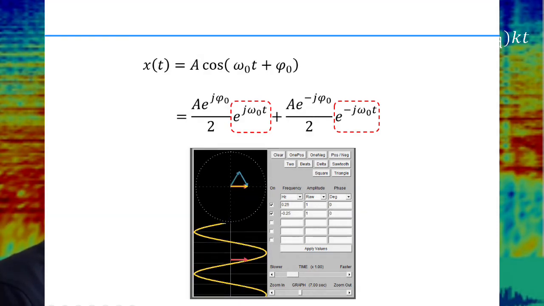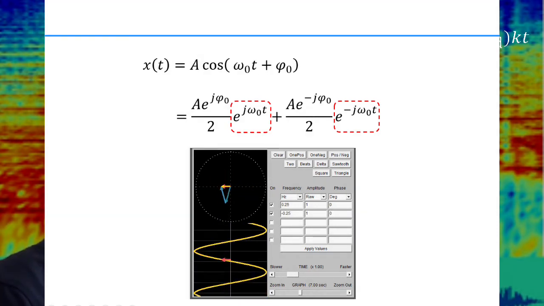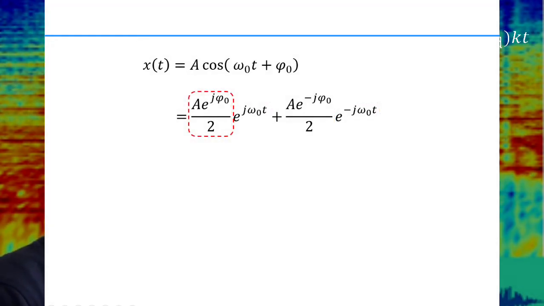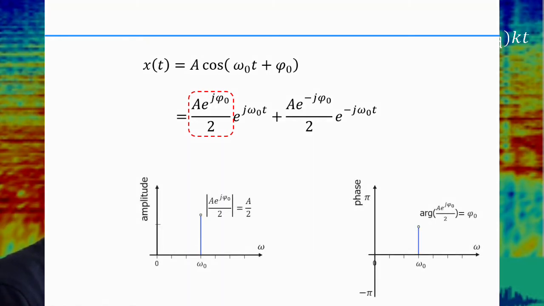The red arrow represents the real valued part of the phasors, in other words, the continuous time signal that we are analyzing. Second, this term represents the amplitude and phase for frequency omega 0. This is the polar representation of a complex number with amplitude a/2 and phase phi 0. Remember, that is what we want to plot in the amplitude and phase spectrum, as shown here.